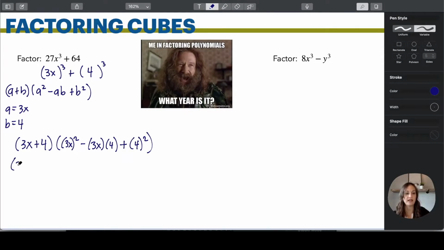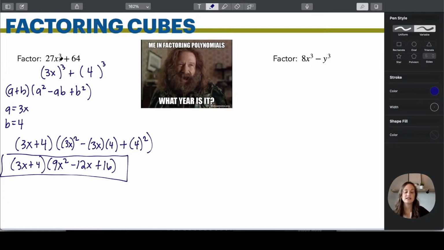And now we can simplify. 3x squared, we just talked about, was 9x squared. 3 times 4 is 12x, and then 4 squared is 16. And that would be how you would factor this to the sum of these two cubes. Same thing, we're going to factor this.